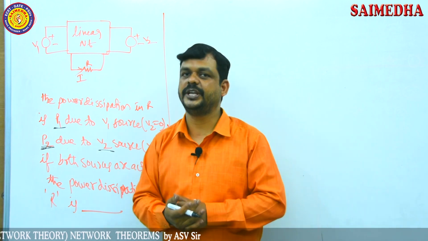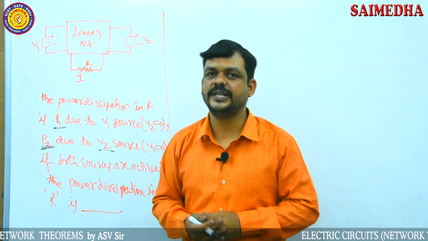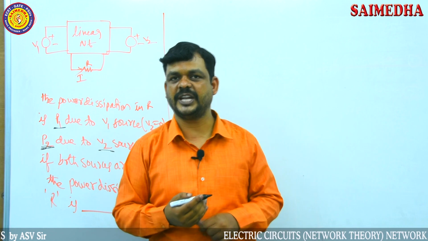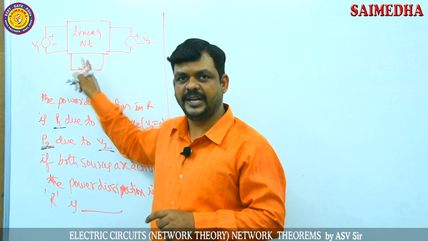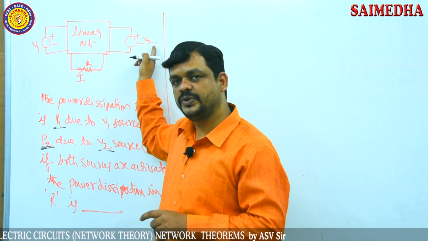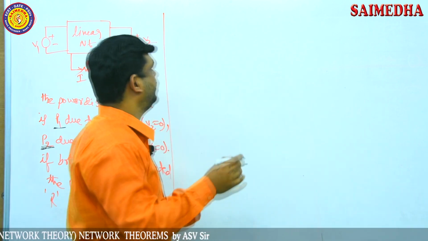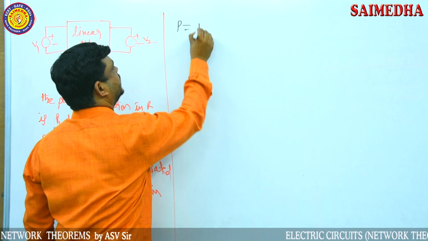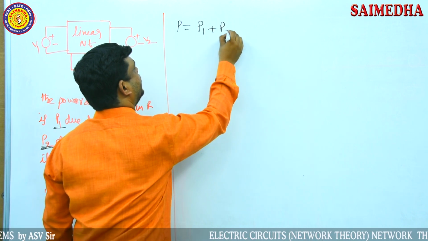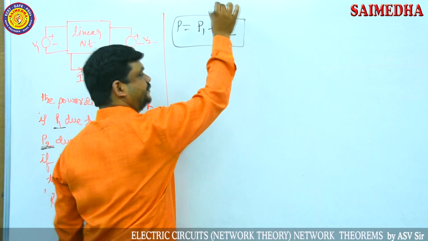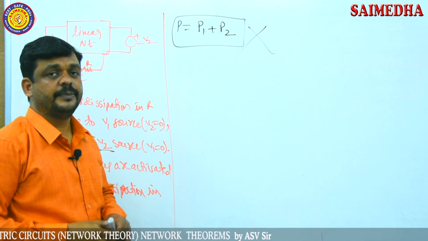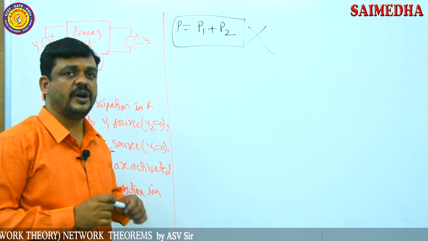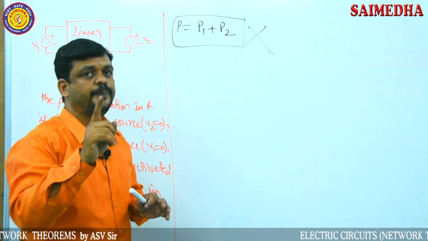From the superposition theorem, the total response is equal to the sum of individual responses. So at a time only one source is activated: V1 source is activated, power is P1, and V2 source is activated, power is P2. Then immediately we can write the total power is the sum of individual powers, P1 plus P2. But this is wrong.